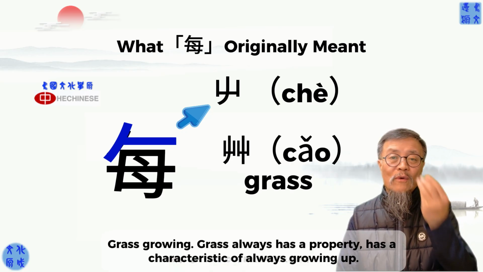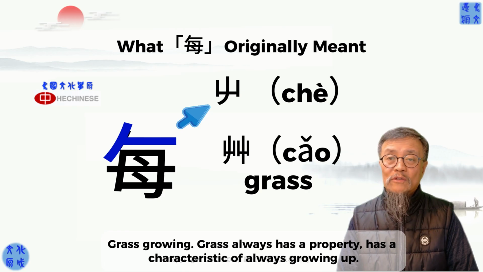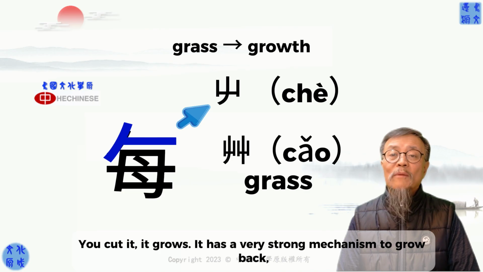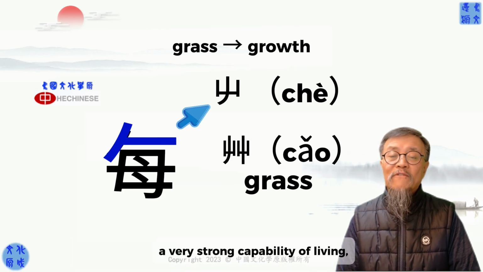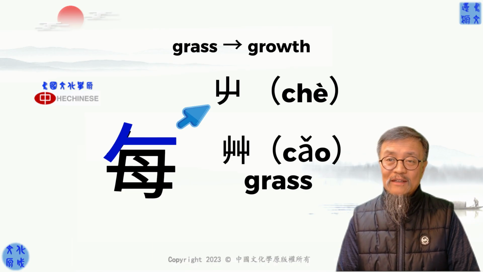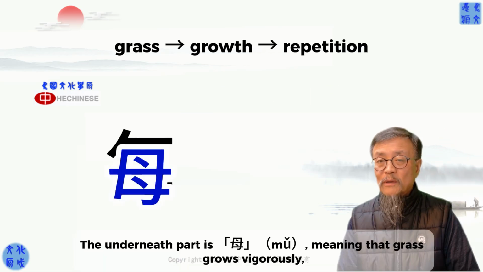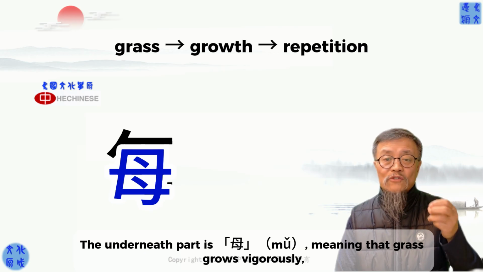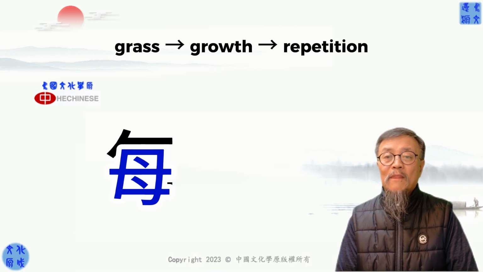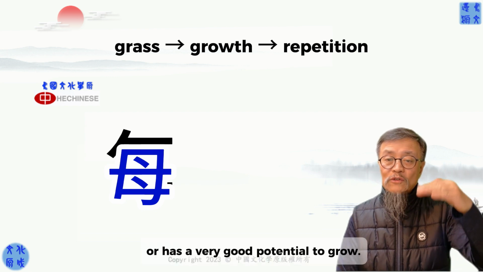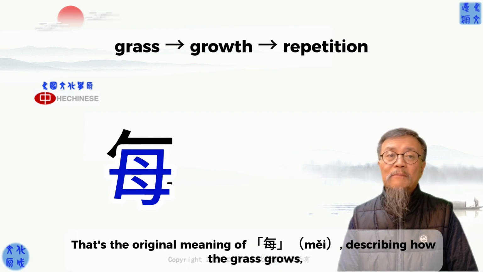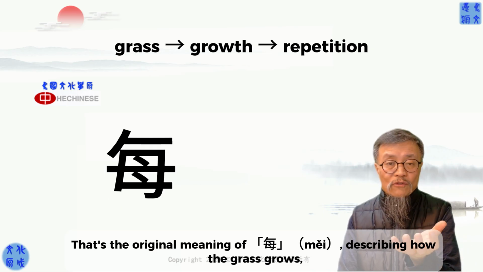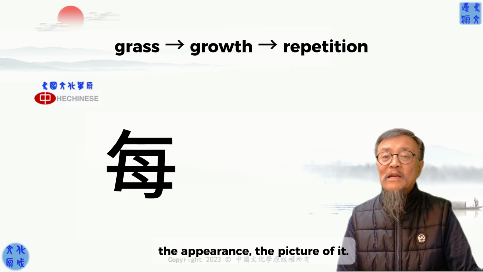Grass. Grass growing. Grass has a characteristic, always going up. You cut it and it grows. It has a very strong mechanism to grow back, a very strong capability of living, symbolizing growth. The underneath part is 母, which means that grass grows vigorously or has a very good potential to grow. That's the original meaning of may, describing how the grass grows, the appearance, the picture of it.